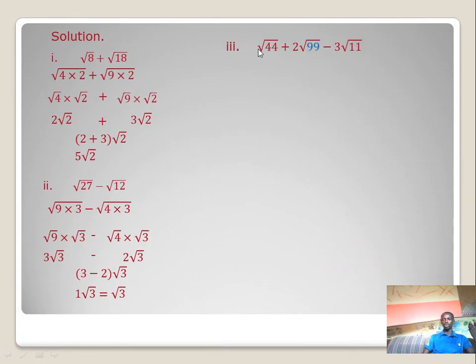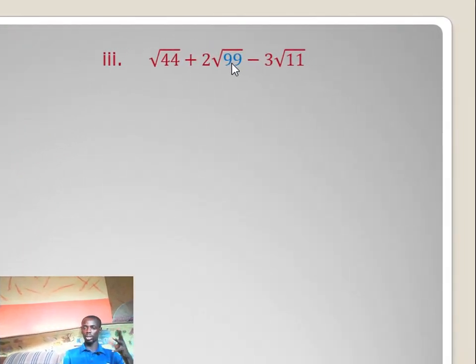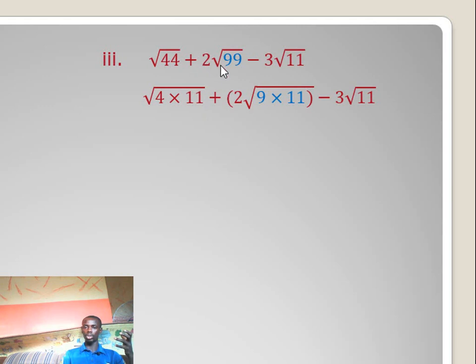Now we come here, want to do root 44 plus 2 root 99 minus 3 root 11. Okay, so how do we do that? I'm giving 99 here special color, but there is a reason. You see now I'm splitting 44 into root 4 and root 11, then plus I'm splitting 99 into 9 and 11. Okay, so this is 4 multiplied by 11, that is root 44, and this 2 here is down here, and the 3 here is down here. So I'm splitting root 4 multiplied by 11 into root 4 multiplied by root 11, then plus 2 multiplied by root 9 multiplied by root 11, then minus 3 root 11.